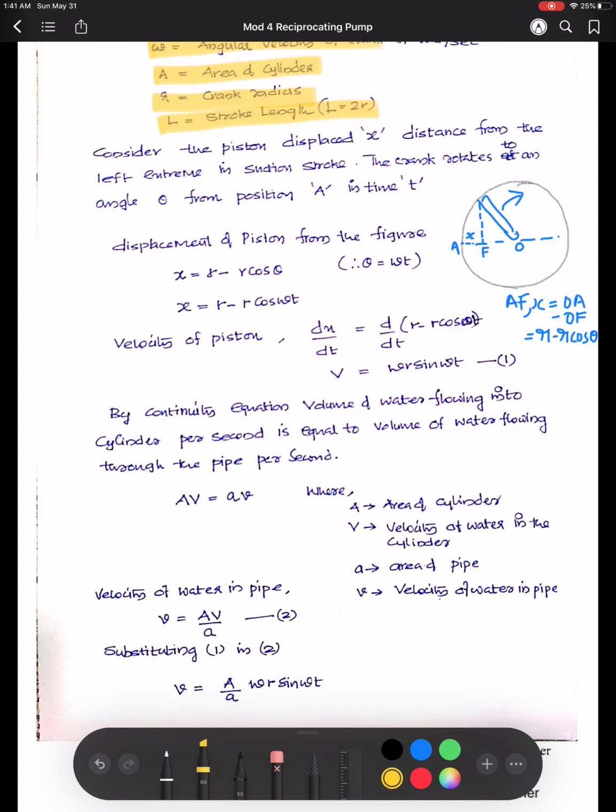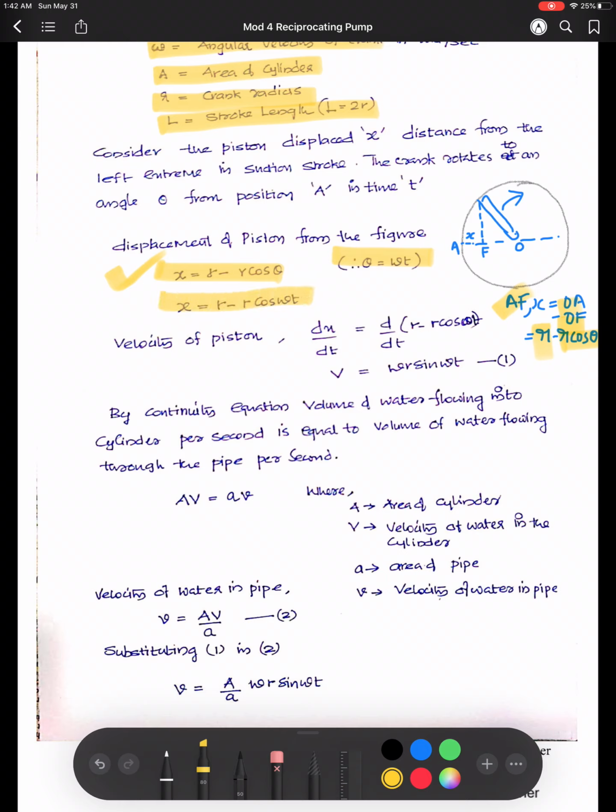So displacement of the piston from the figure can be given by r minus r cos theta. I'll explain that. You can see AF is the x, right? It will be equal to OA minus OF. And OA is r and OF is r cos theta. So x will be equal to r minus r cos theta. But theta is equal to omega t. So x will be equal to r minus r cos omega t.